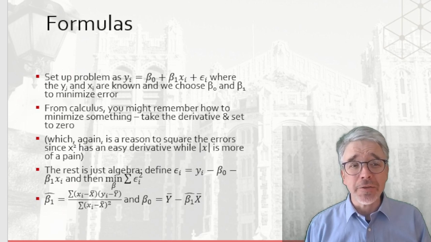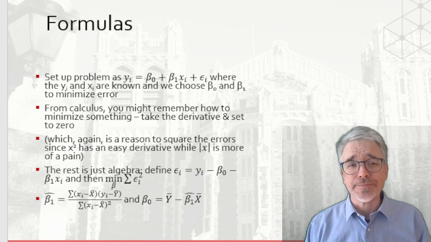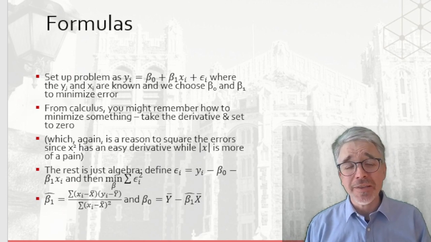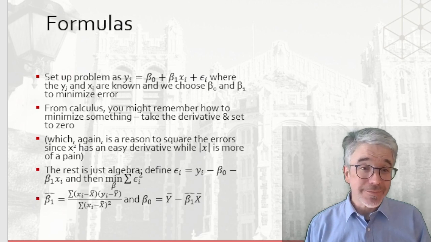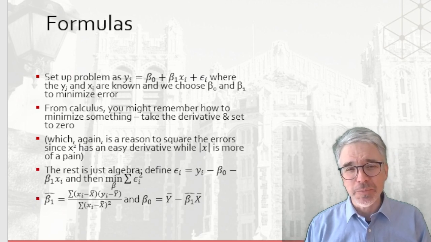Now from calculus, you should remember, how do I minimize something? I take the derivative and set it to 0. Easy. And that's one of the big reasons we have squared errors here, because taking the derivative of a squared term is pretty easy. If we wanted instead to minimize the absolute value of the errors, then you could, except taking the derivative of the absolute value is a pain right around 0, which is where I want the errors to be.